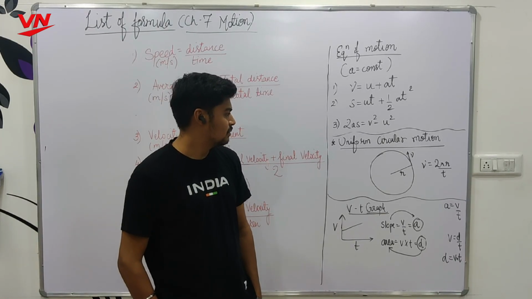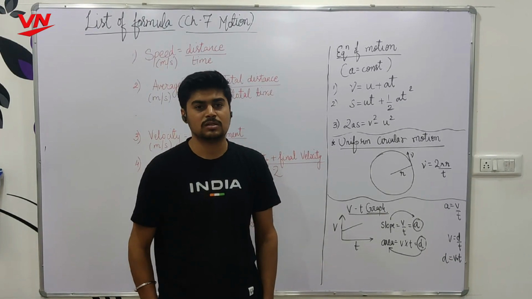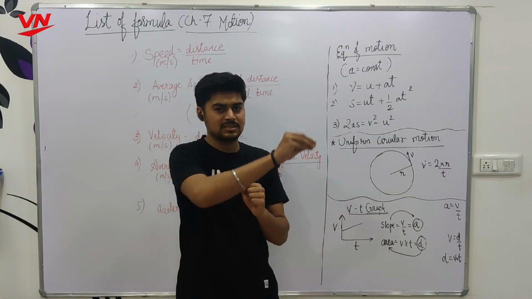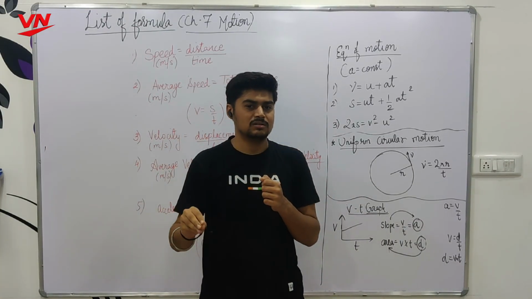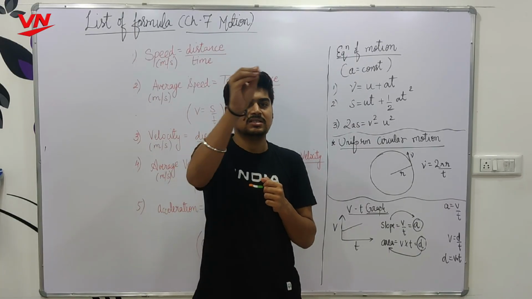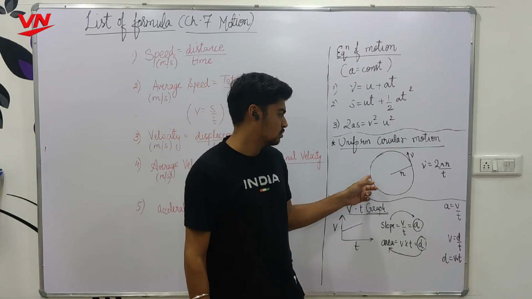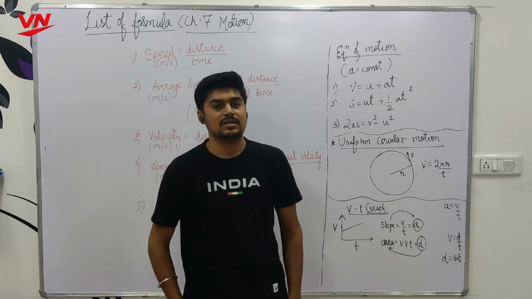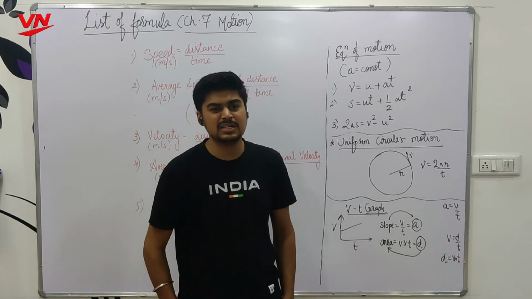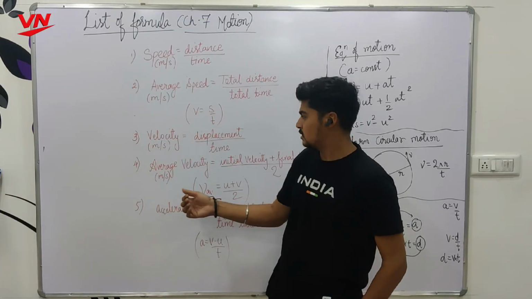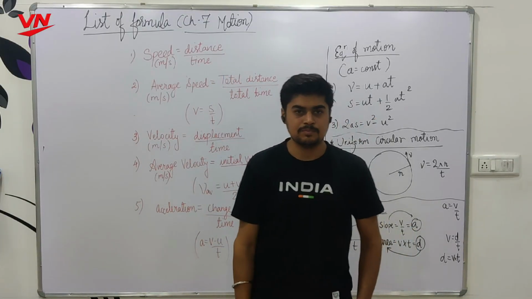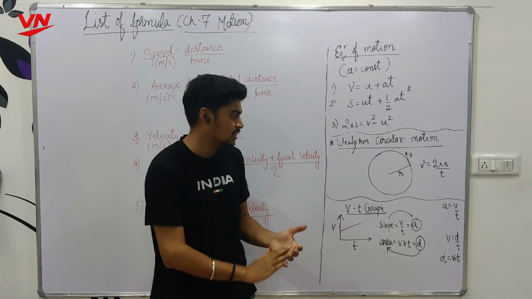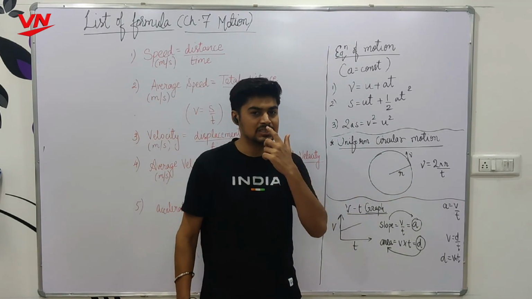Coming to the next important topic, that is uniform circular motion. Whenever an object is moving like this in a circular motion with a constant speed, but the direction is changing, how will I calculate the velocity? We can measure the speed. Clear? Speed was distance by time. If I want to calculate the speed, which is constant, what is the magnitude of that speed? So speed v is equals to distance upon time.